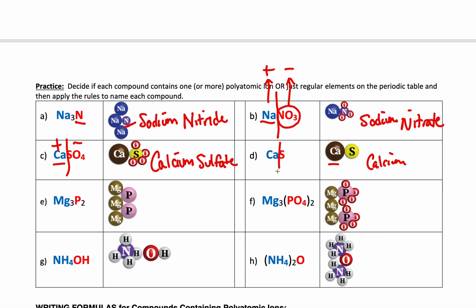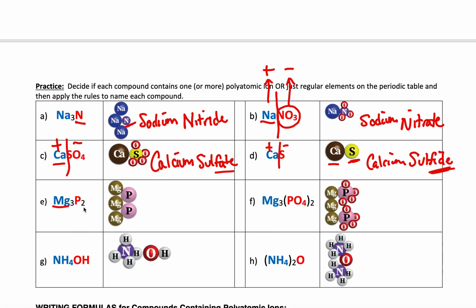But who's calcium bonded with? Calcium's our positive. Sulfur is our negative. That's plain old little sulfur. That's the element on the periodic table. What do we do with elements that are on the periodic table? We change the ending. So sulfide. So calcium sulfide. Look at the difference.